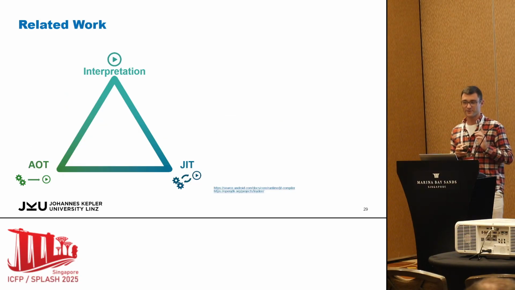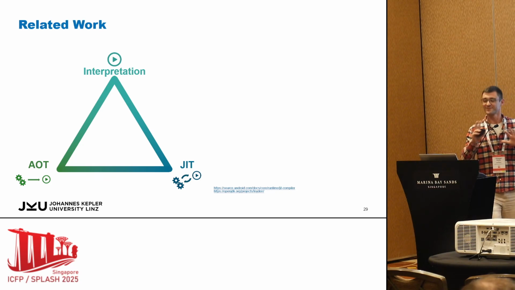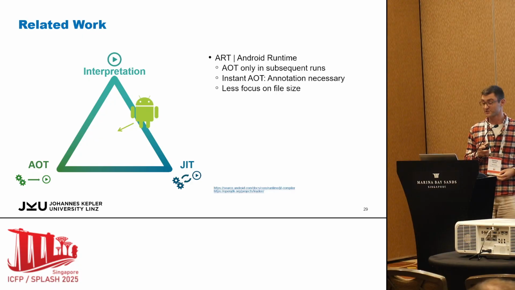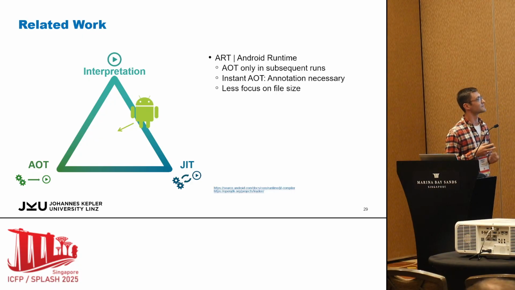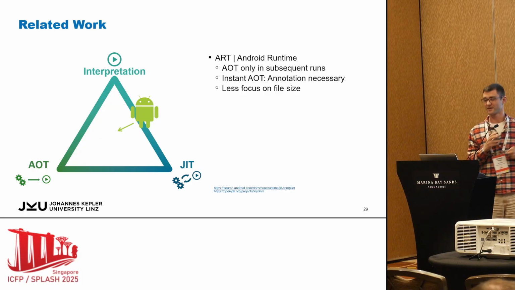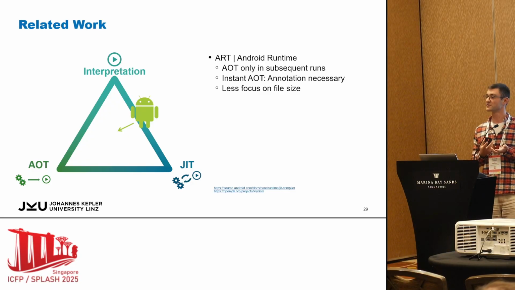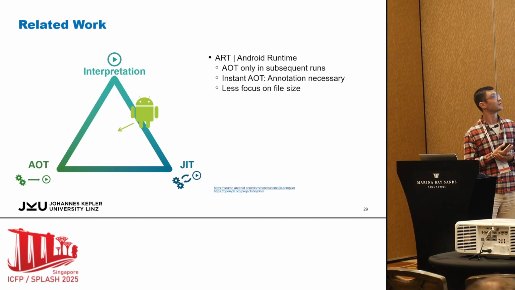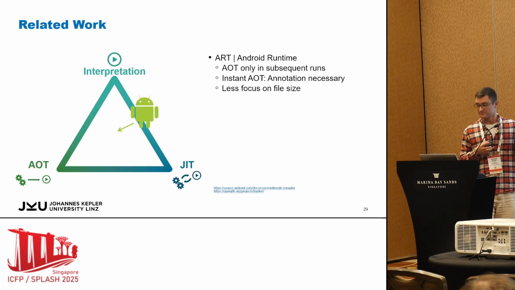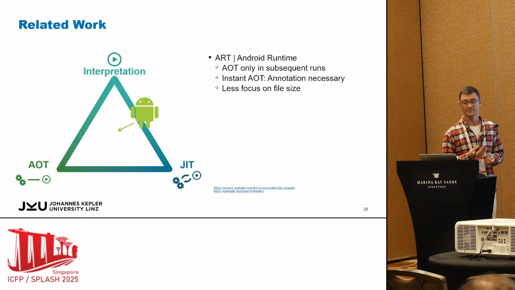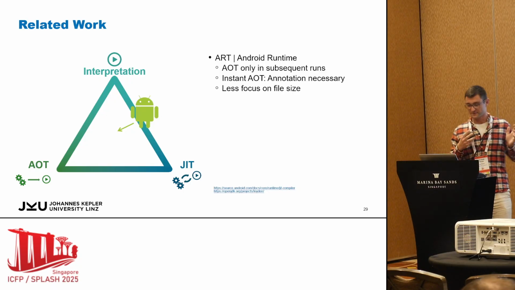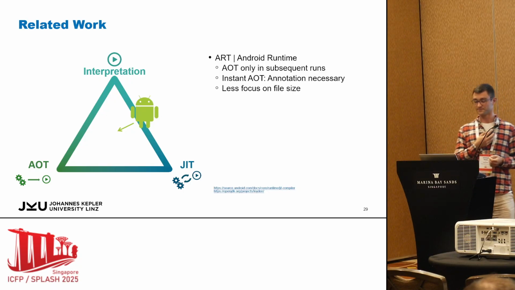Some comments on related work, because I'm not the first person who tries to mix execution modes. Also for Java code, the Android runtime does something similar, but they're doing it from the other side. They start with interpretation and JIT compilation in the first runs, and then in subsequent runs, they also detect code which should be ahead-of-time compiled. It's not that they don't focus on file size at all, but they approach it from another direction, because we are starting directly from the ahead-of-time compiled code.